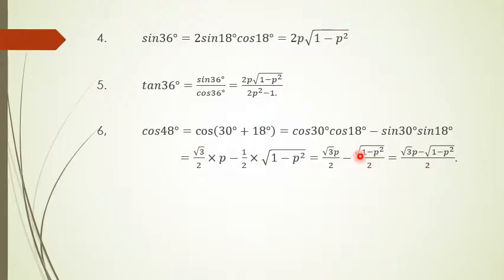So that gives us the square root of 1 minus P squared over 2. Since this is a common denominator, we can simply subtract the numerators under that one denominator. So that will be root 3 P minus the square root of 1 minus P squared, all over 2.